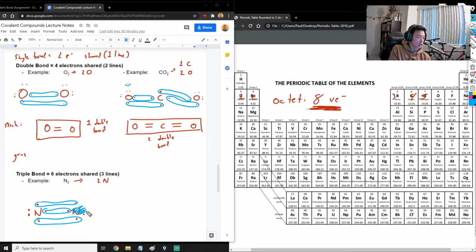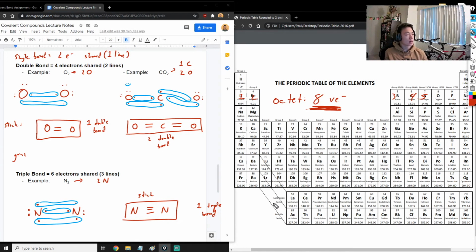And so if I cover this nitrogen up, you're going to notice it has 1, 2, 3, 4, 5, 6, 7, 8. And if I cover up the other nitrogen, I'm going to see that there's 1, 2, 3, 4, 5, 6, 7, 8. Okay, so if we wanted to draw our structure, all we need to do is copy down the positions of the elements and notice that there's 6 electrons being shared. So we're going to draw 3 lines, and this is going to be our stick structure. Okay, and for the bonds, we have 1 triple bond.